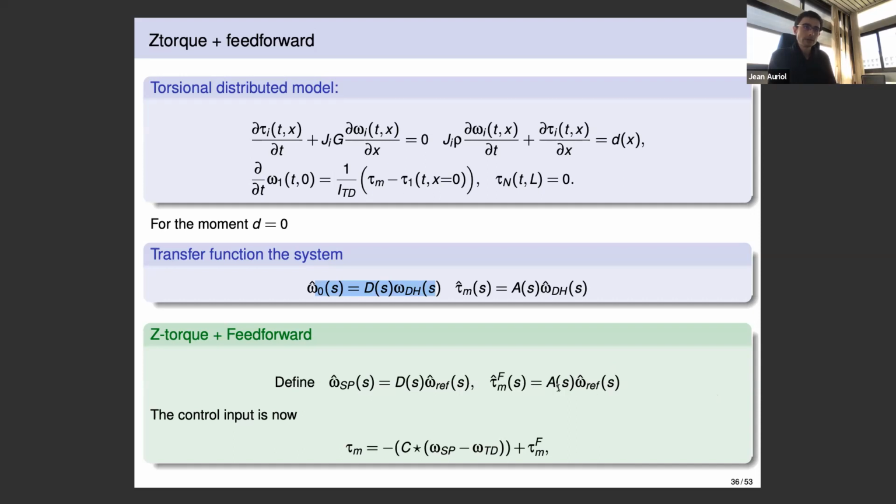And so this gives you the reference plus a correction term, which is tau mf, due to the feed-forward component. And this gives you the new control law, which is not just the Z-torque controller, but the Z-torque plus a feed-forward controller, so that you reach a good reference. If you have the disturbance D, then you need to add a third term, which will be the disturbance compensation term, to get rid of this disturbance. But as this disturbance is constant in time, it's kind of easy to deal with it using a similar procedure.